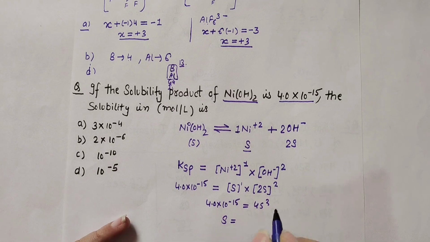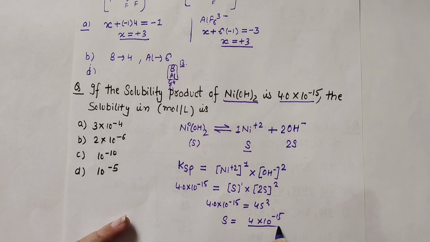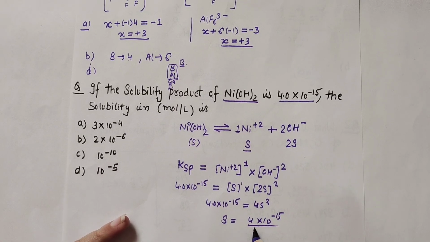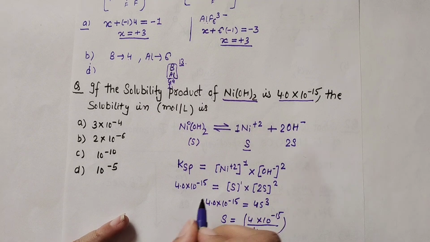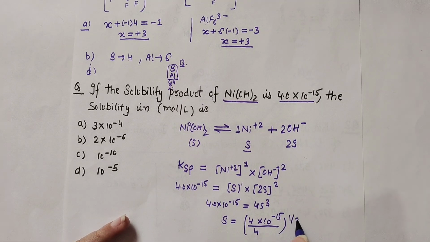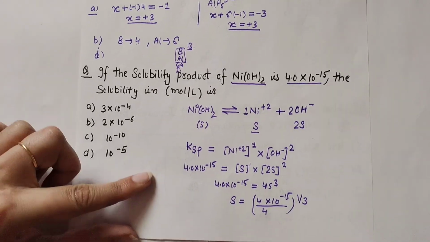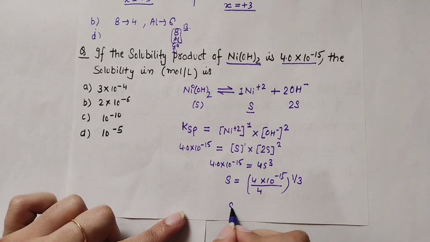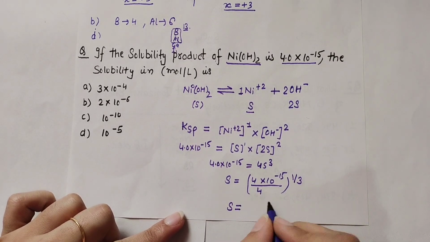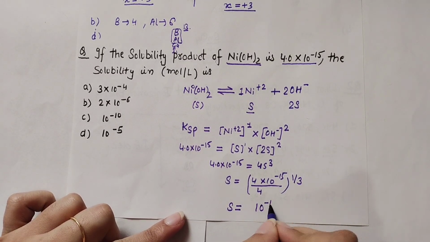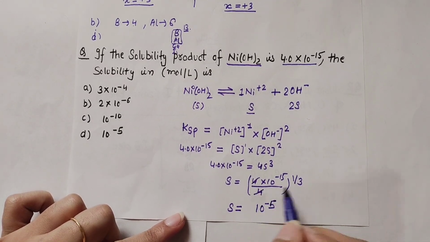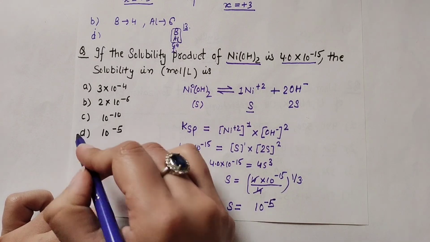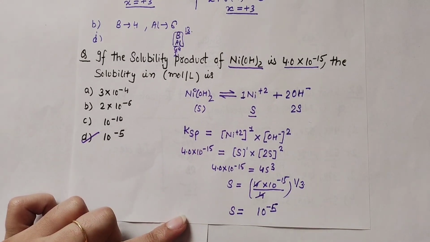S will be equal to 4 into 10 raised to the power minus 15 divided by 4, and this power 3 goes to the other side, so it will be the reciprocal over here. So we will get the value of solubility, which is equal to 10 raised to the power minus 5, because 4 got cancelled and 3 fives are 15. So D is the correct option for this.